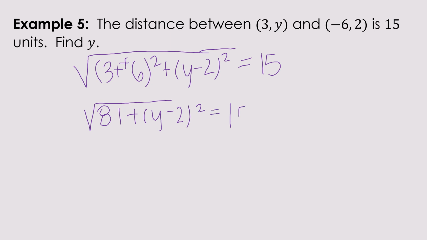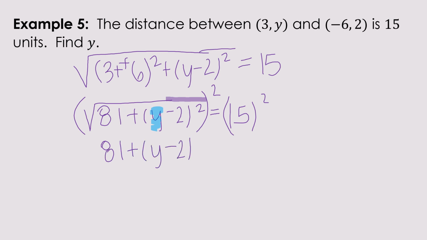And then we've got to think about, well, how do I get this y all by itself? There is a lot to get rid of, but we really can't get rid of anything until we get rid of that square root. So the first thing I'm going to do to get rid of the square root is to square both sides. And on the left side, all that's going to do is eliminate that square root. It's not going to change the 81 or the y minus 2 squared. It's just literally going to get rid of the square root. 15 squared would be 225.